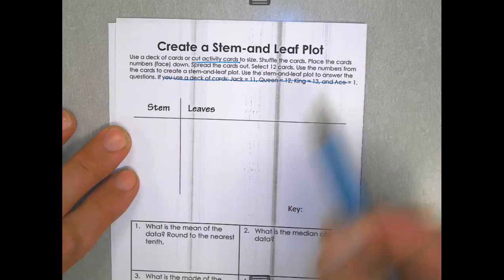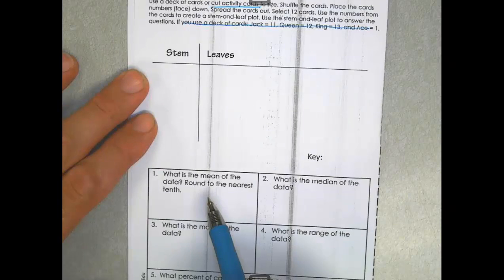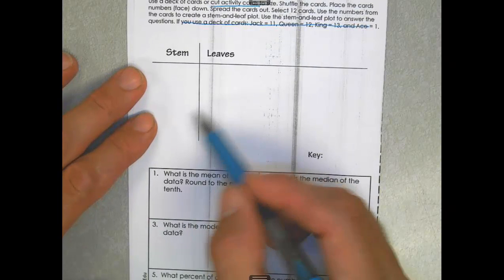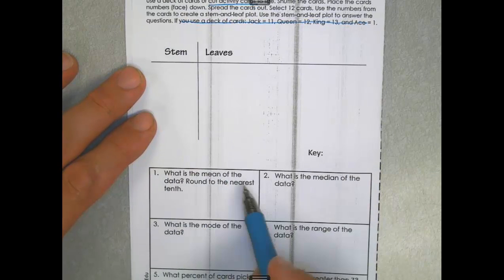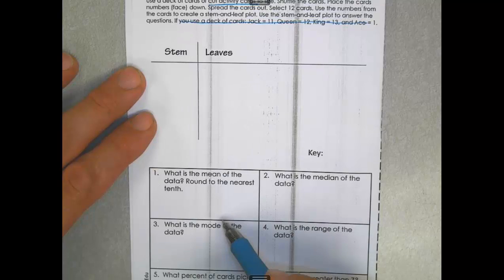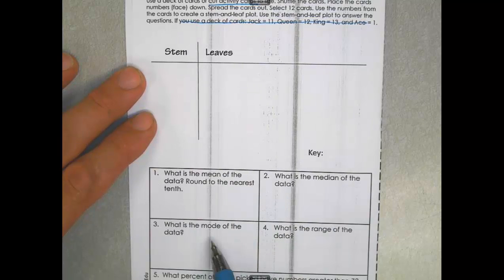Once we get things organized in the stem and leaf plot, the questions we're going to answer are: what is the mean of the data? So you are going to add them up and divide to find the mean. You're going to find the median, the mode, and the range, and then you're going to answer this question: what percent of the cards picked have numbers greater than 7?